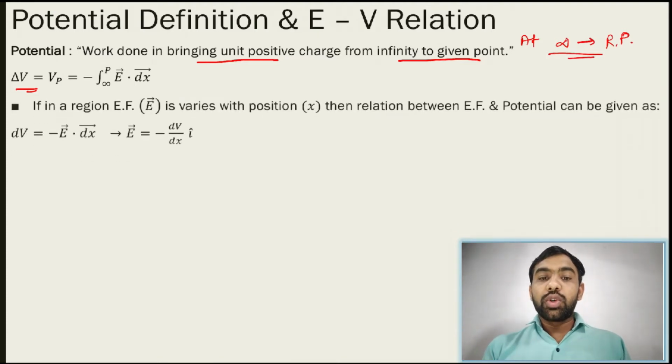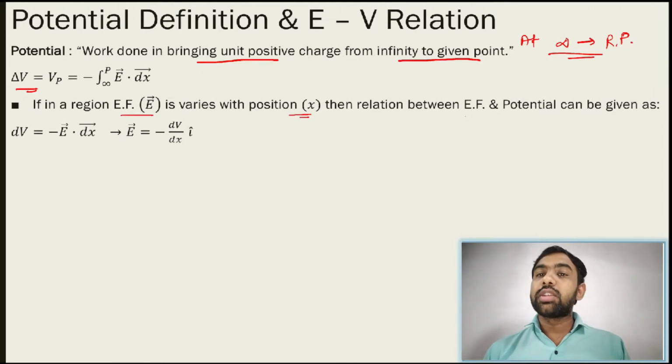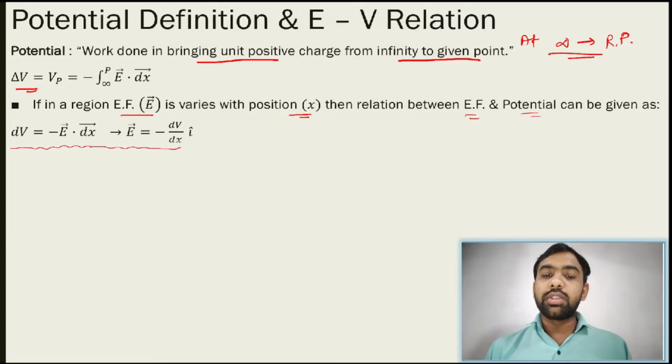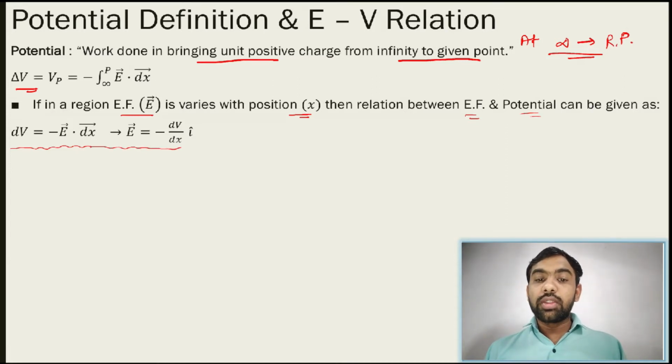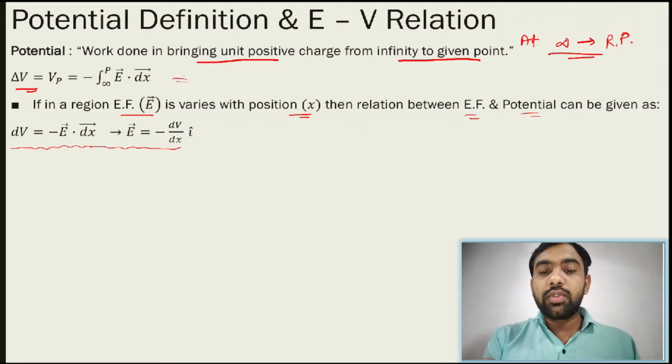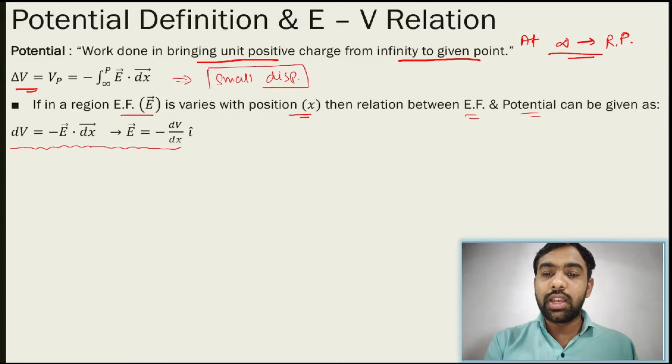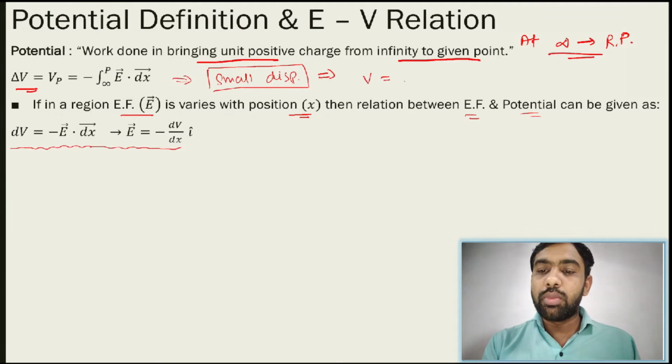So how do we use this relation? In a region of electric field, if it varies with the distance x, then the relation between the electric field and the potential is given as dV is equal to minus E dx, which means E is equal to minus dV by dx along i. Suppose x is the direction. If you consider a very small displacement dx, then for a small displacement integration is not required. So V is equal to minus E dot dx.